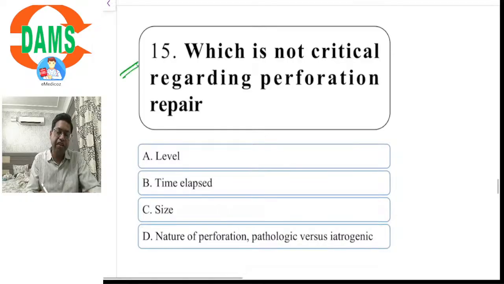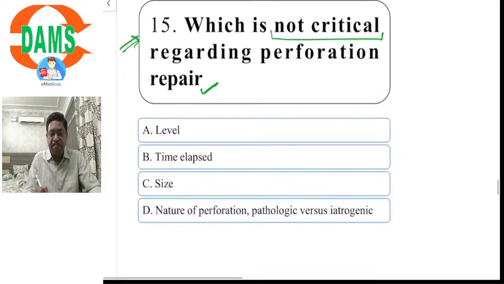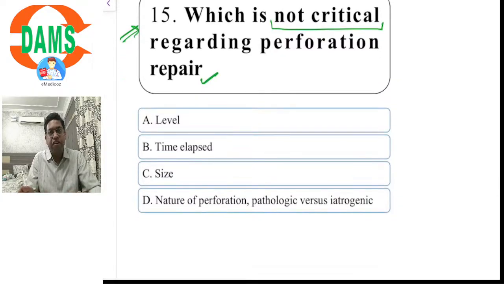Question number 15. Which is not critical regarding perforation repair? Level of perforation, the time elapsed, the size, the nature of perforation, pathologic versus iatrogenic. Which is not critical? Level definitely matters, whether it is in the furcation area, cervical, middle or apical third. We have seen the prognosis changes from the crown to the root. So level of perforation definitely affects the outcome and is critical.